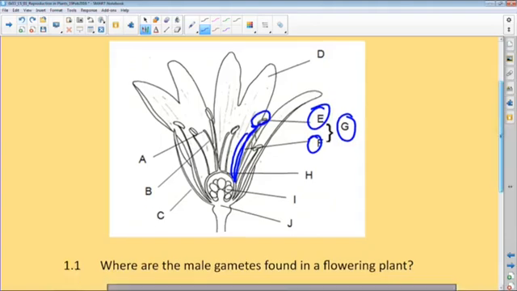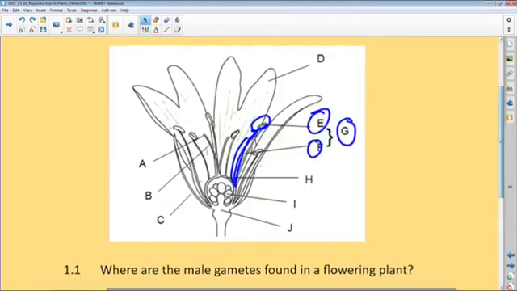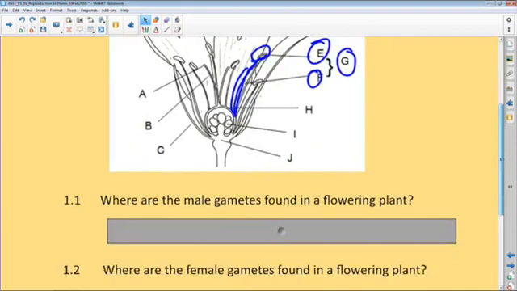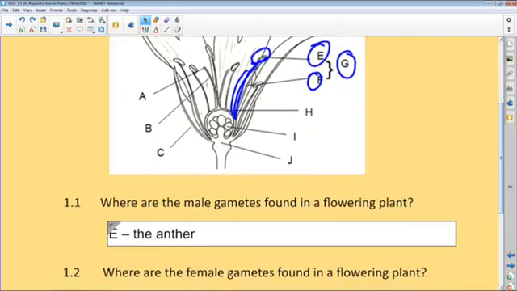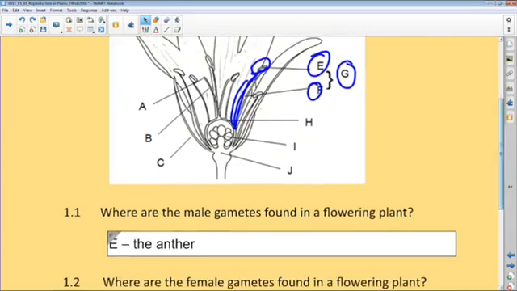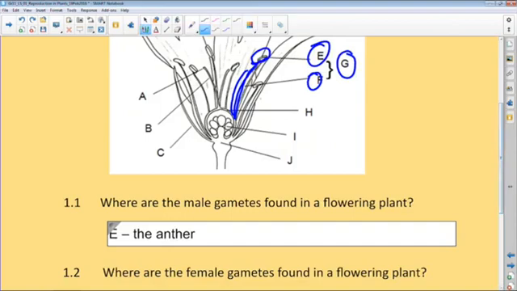Okay, and I'm going to do this for a reason. There we go. All the way down. Touch that again. Bring it down. There we go. It's in the anther. Now, can you remember where the anther is? Okay. First of all, can it be G? No, it can't be G. Why can it not be G?